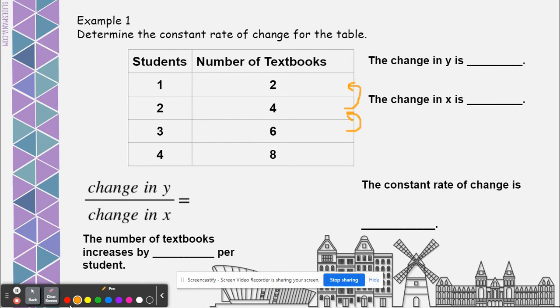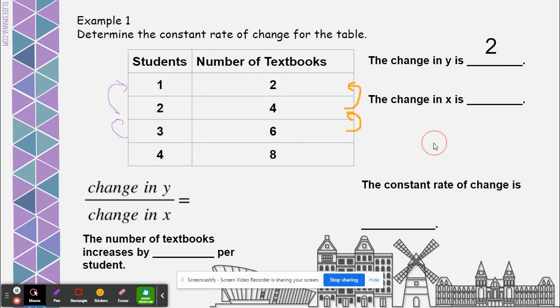Yeah, it's 2. So now I'm going to do the same calculations for x. Let's use a different color for that. 2 minus 1, that's 1. 3 minus 2, that's 1. I really only need to do a couple. I don't need to do these over and over again. I can do 1 or 2 to get my constant rate of change.